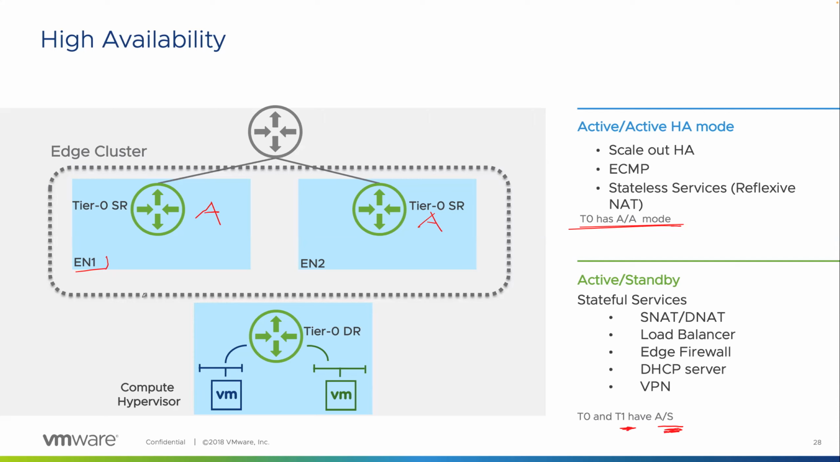That means you can allocate tier 1, but only one tier 1 is active. The other tier 1 is in standby mode. That's the restriction, so please remember, especially for the exam: tier 0 has AA and AS mode. Tier 1 only has AS mode.